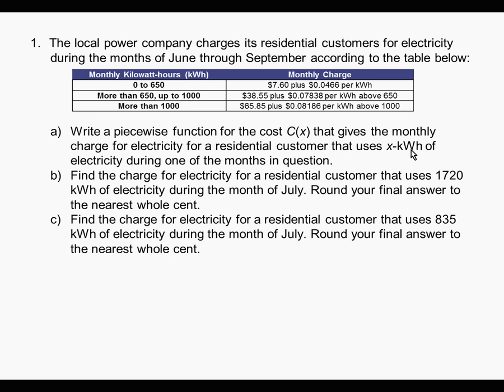Question B, find the charge for electricity for a customer that uses 1,720 kilowatt hours of electricity during the month of July. Round to the nearest whole cent. And question C, find the charge for electricity for a customer that uses 835 kilowatt hours of electricity during the month of July. And again, round to the nearest whole cent. So once we get our function, we'll evaluate y1 of 1720 and y1 of 835.